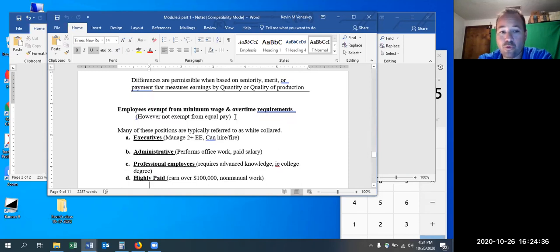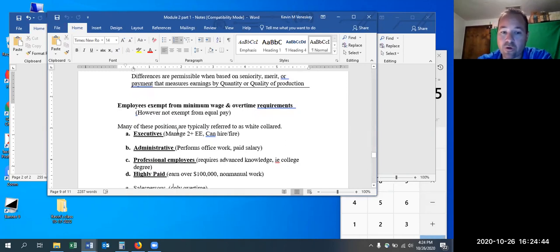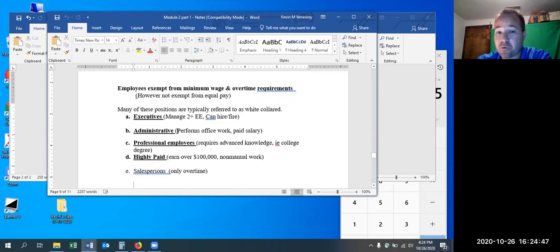Now, what employees are exempt from minimum wage, that they don't have to be paid minimum wage or overtime? There are 4 categories that don't have to be paid overtime. The first one here, executives. If you are in a position where you're a boss and you have at least two employees working under you and you can hire and fire, you are exempt and they do not have to pay you overtime. Most of the time in that position, you are salaried. Salaried people do not have to be paid overtime as long as you meet one of these criteria.